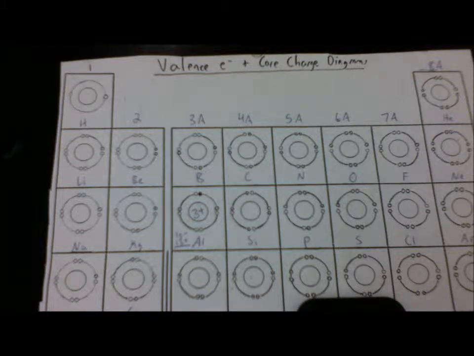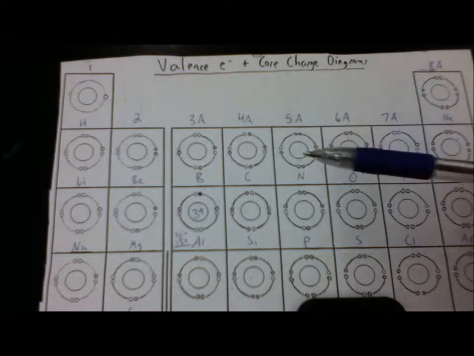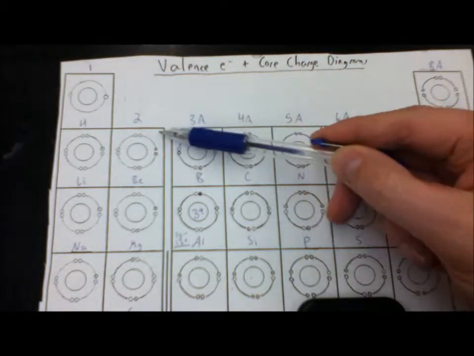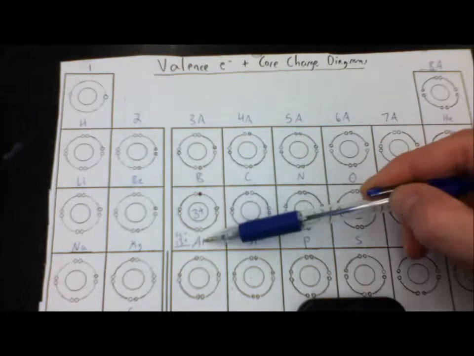This is the first video where we're looking at how to draw valence electron core charge diagrams. What you want to do is take your blank copy and fill in, first of all, the group numbers, which I've listed here already. So 1, 2.